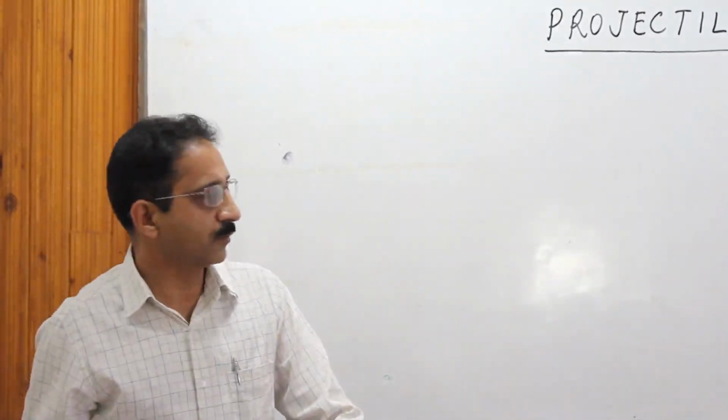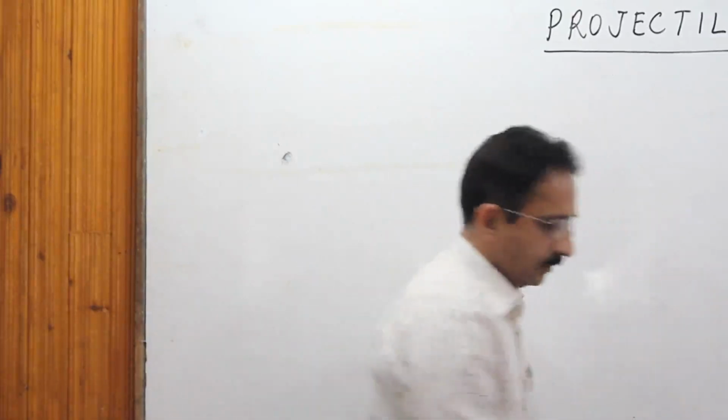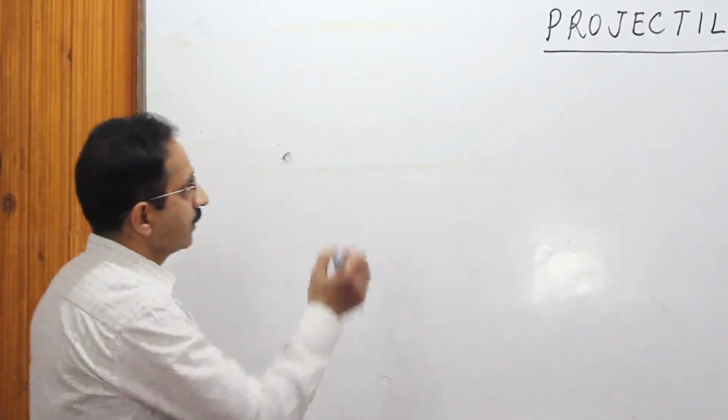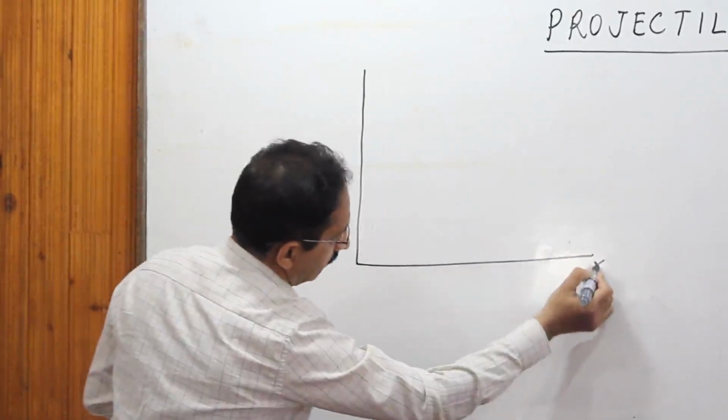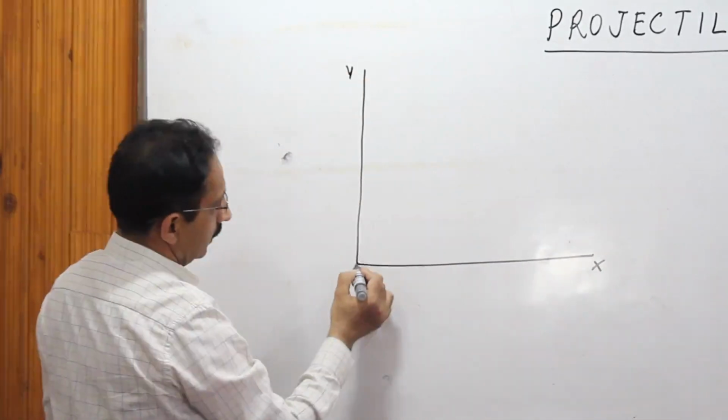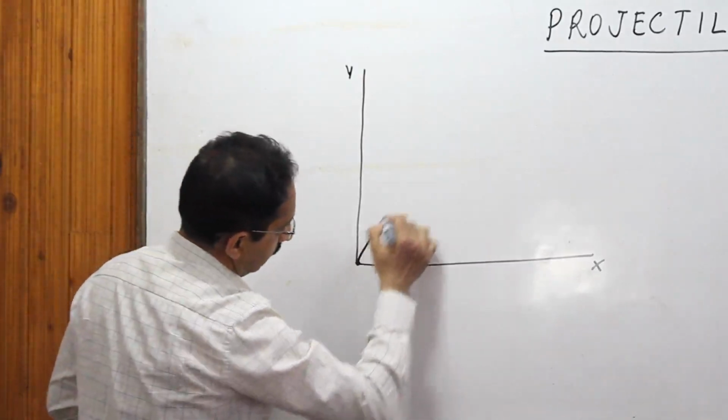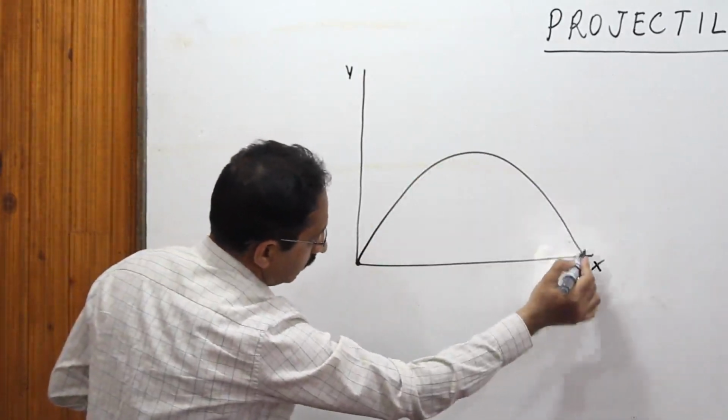Welcome to this lecture on projectile motion. This is the second part of the lecture, and in the first part we saw that projectile motion in the xy plane occurs along an inverted parabola.